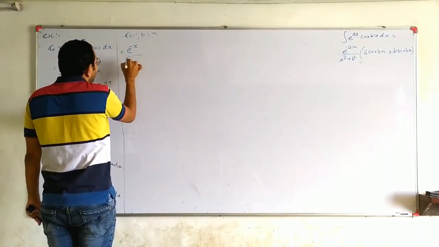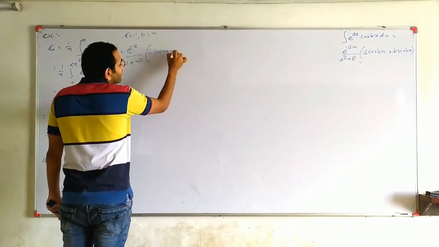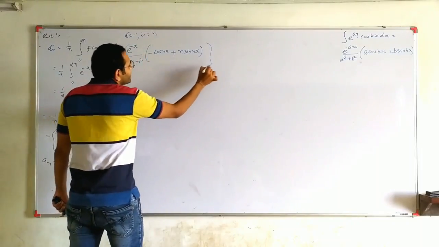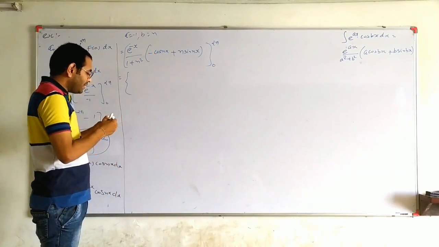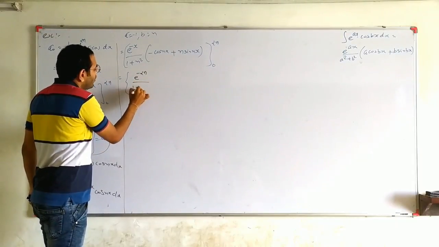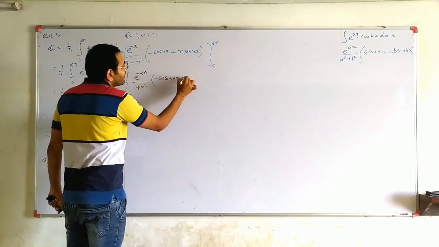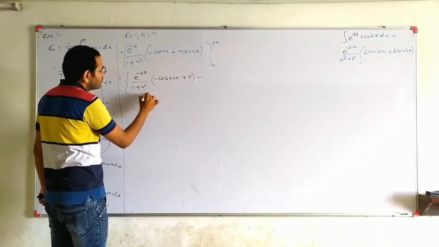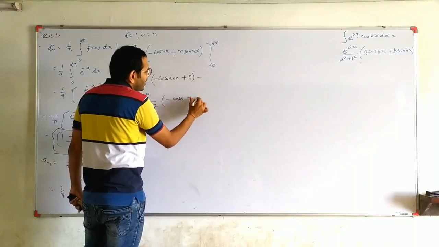Substituting the values of a and b in this equation, we get e raised to minus x upon a square plus b square, a cos bx plus b sin bx, with limits 0 to 2 pi. Then upper limit minus lower limit. Upper limit, that is 2 pi: e raised to minus 2 pi upon 1 plus n square, cos 2n pi plus sin 2n pi, minus e raised to 0 upon 1 plus n square, cos 0 plus sin 0. Sin 0 is 0, and 0 into anything is 0.